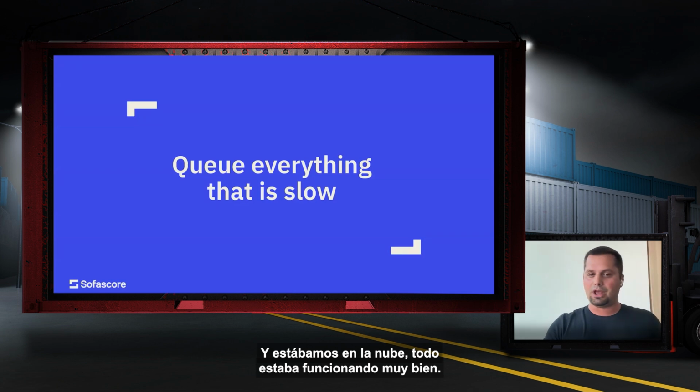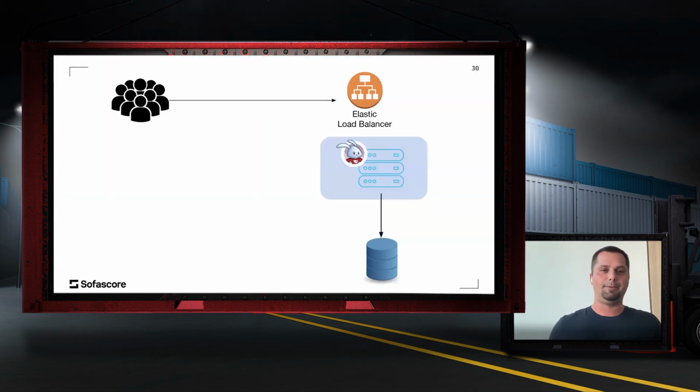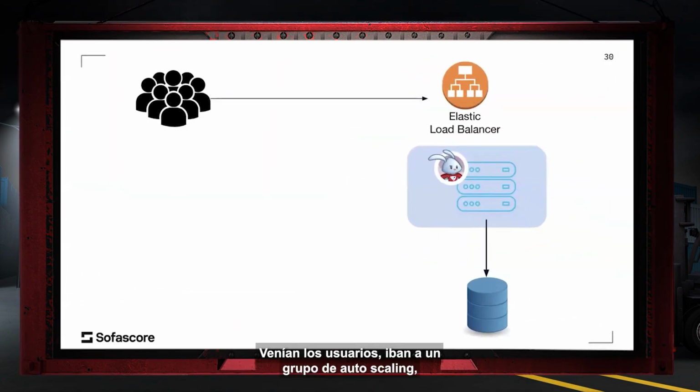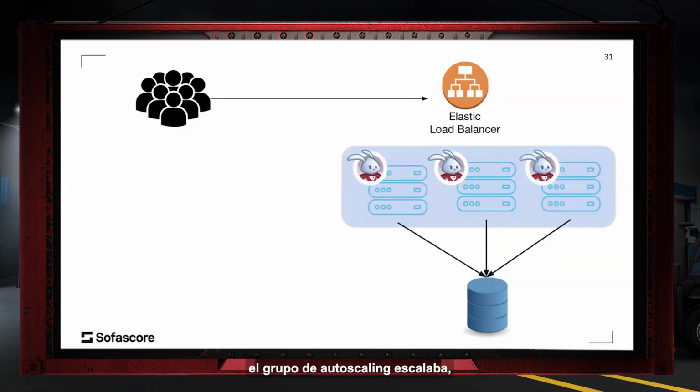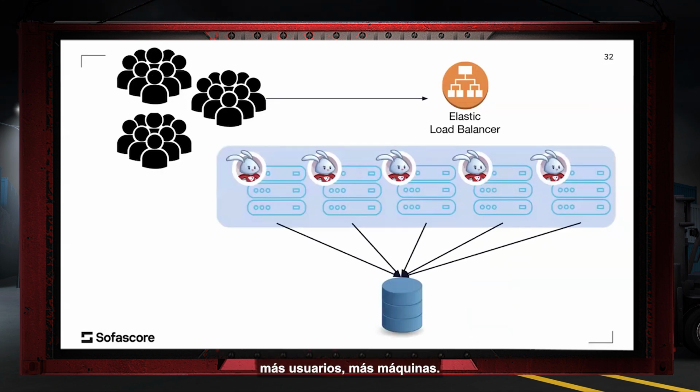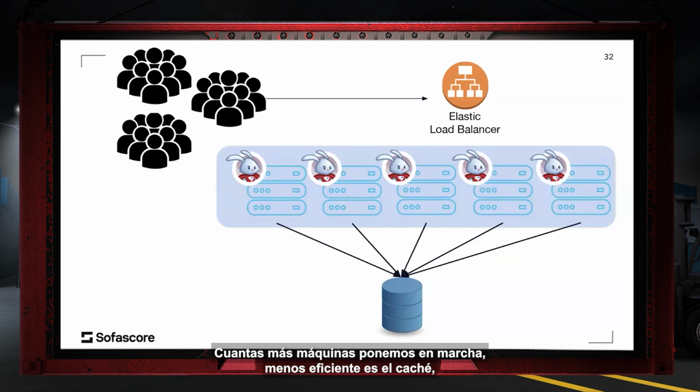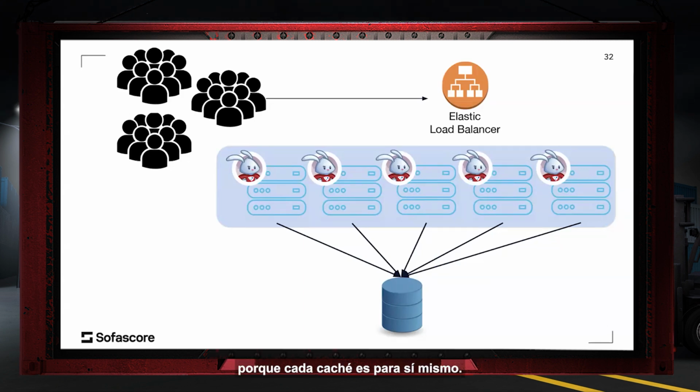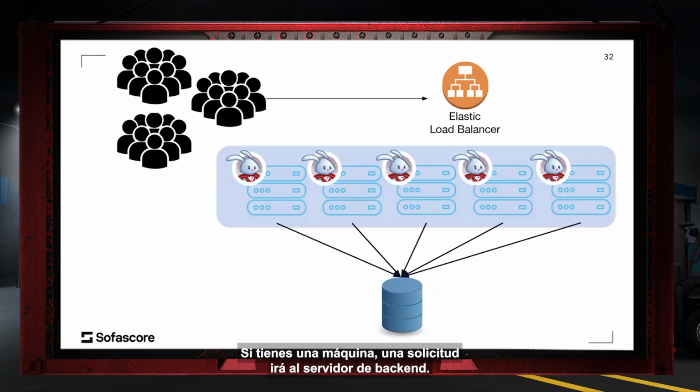And we were in the cloud. Everything was working great. Users came. They went to an auto-scaling group. The auto-scaling group scaled. More users, more machines. But the issue with this is we had Varnish installed on every machine. So the more machines we spin up, the less efficient cache actually is, because every cache is for itself. So the more machines you have, more requests actually go to your backend server. If you have one machine, then one request will go to the backend server. If you had 20, it will be 20 different caches.